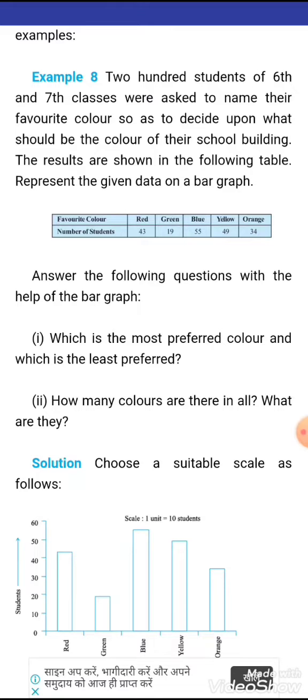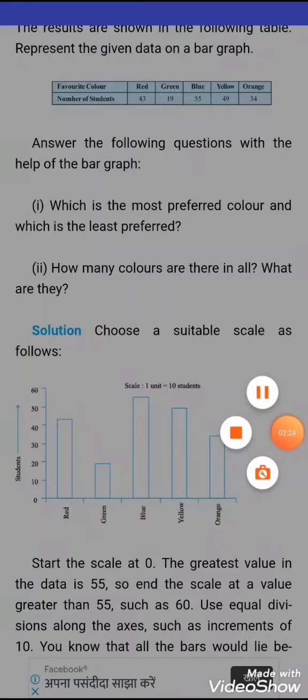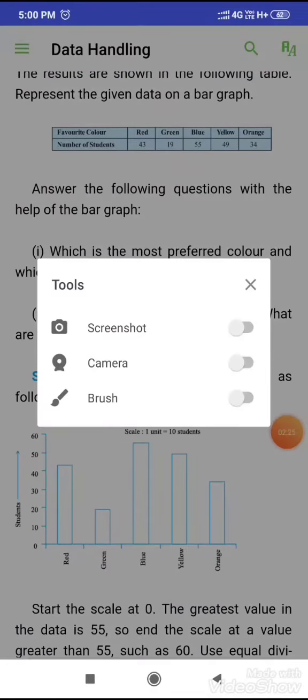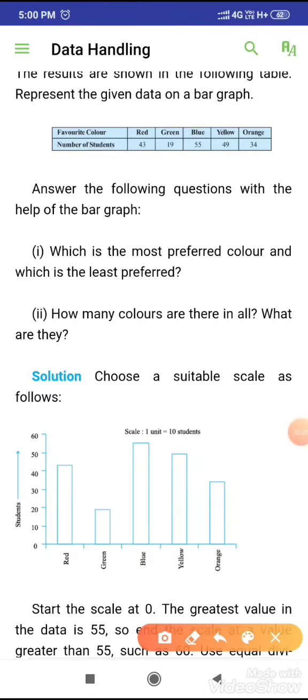Here we choose our scale as 1 unit is equal to 10 students. It means in your graph sheet, one box represents 10 students. Similarly, 2 boxes represent 20 students, 3 blocks represent 30 students, and so on.